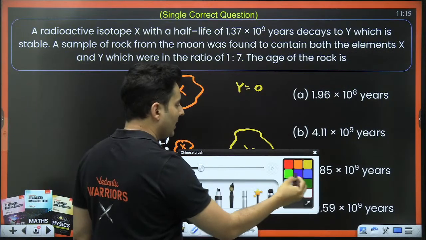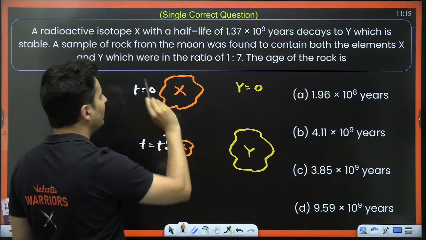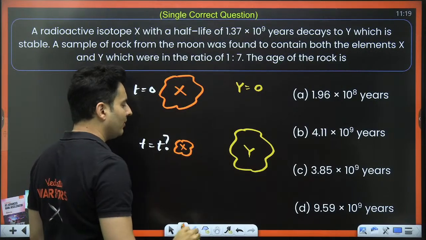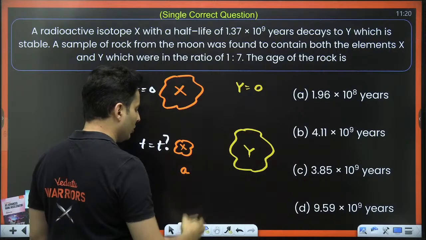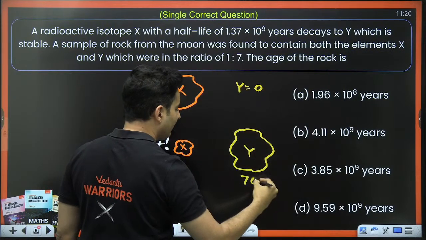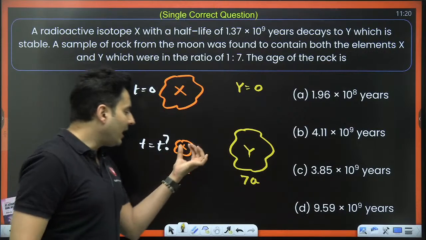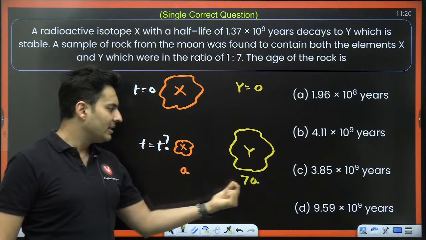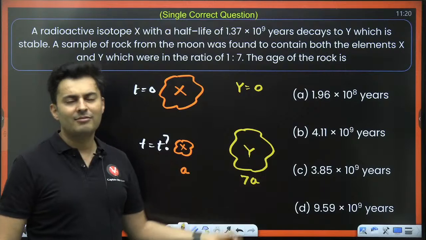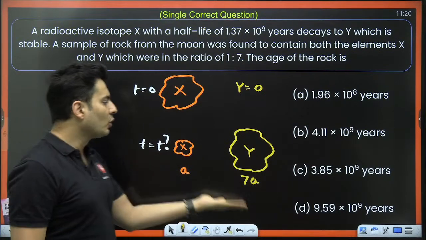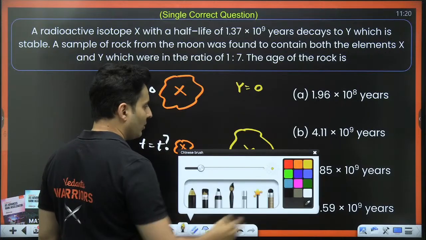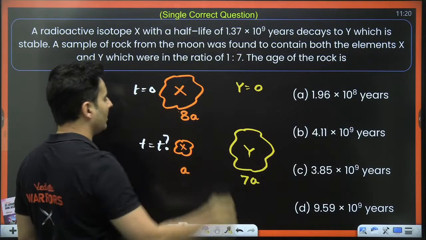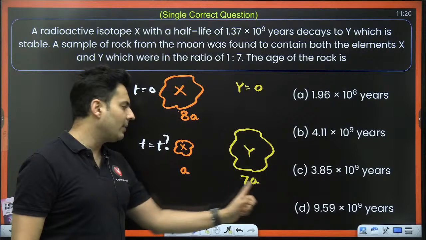So imagine the ratio of the X and Y compounds which were found in that rock after some time is 1:7. So if X is a units, then Y will be 7a units. If a is the amount present of X, then 7a is the amount of Y present in that rock material. So if you go back in time, Y was 0, so by conservation, the total amount present initially would have been nothing but 8 times of a. A plus 7a is 8a.